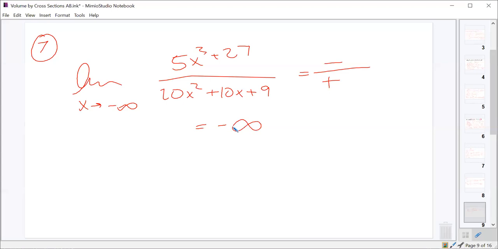Now, we could take derivatives and see this. We'd get 15x squared, and then we'd get 40x plus 10, and we'd still see infinity over infinity. So we take another derivative, and we get 30x over 40, and that's where we'd see that this is a negative infinity over 40, which is negative infinity. Does that make sense? Everyone here good? At home good?